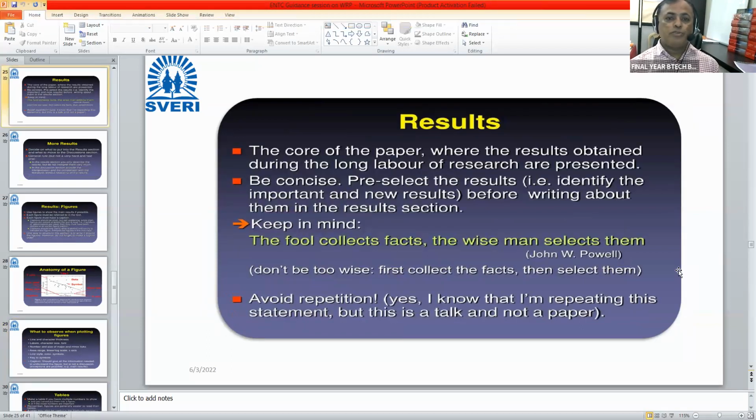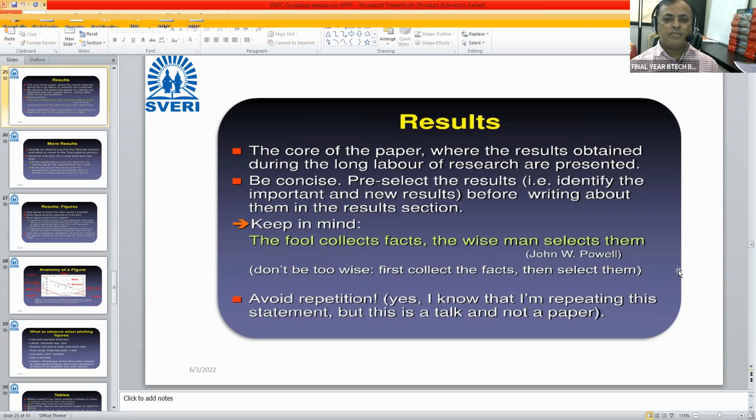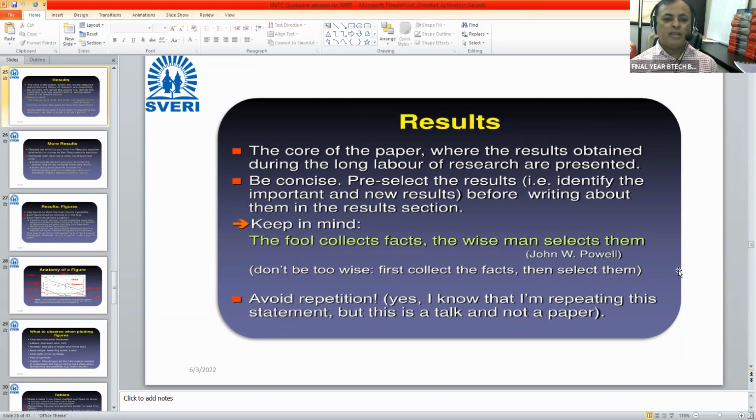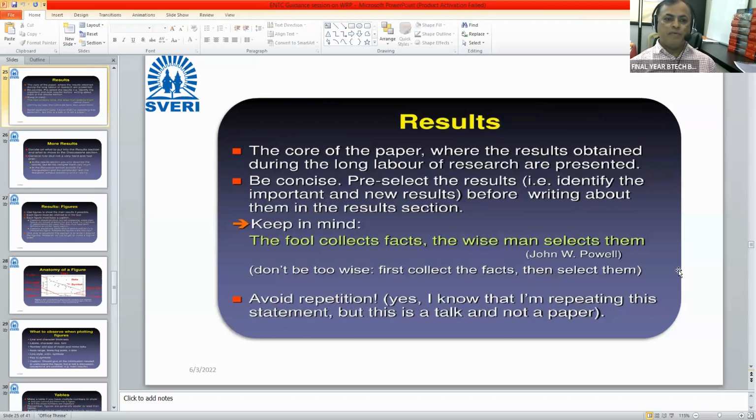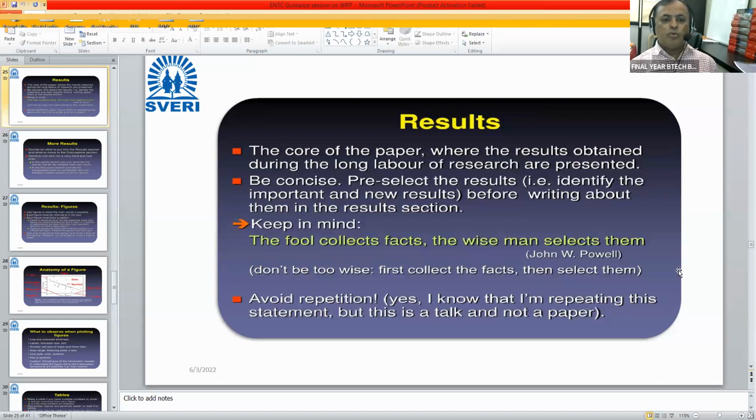Results. This is the most important section, the core of the paper, I could say, where the results obtained during long labor of research are presented. You have to be concise. Please select the results, identify the important and new results before writing about them in the results section. Keep in mind: the fool collects facts, the wise man selects them. So just collecting the facts is not going to be important. How you select them is very, very important. Don't be too wise. First collect the facts and then select them.